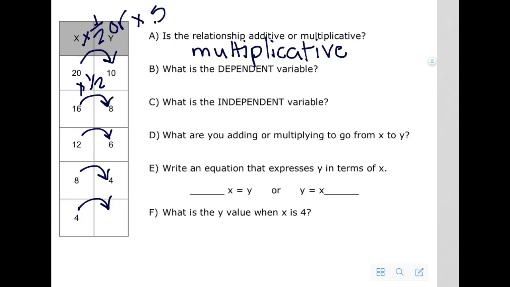What is the dependent variable? So the dependent variable is on the y-axis, so it's the y variable. And the y variable is dependent on the independent variable, which is x.